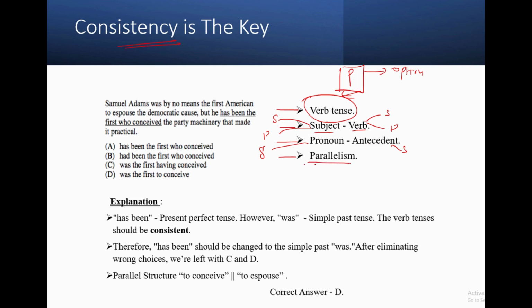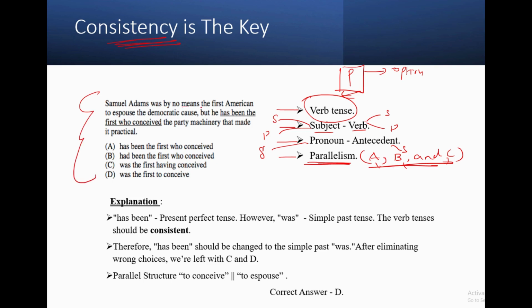The same is the case with parallelism. Parallelism also follows something called consistency. So if I have, let's say, something in series A, B, and C, A, B, and C must all be consistent. That means if A is a noun, B and C must be nouns. If A is a verb, B and C must be verbs. So this is the concept of consistency. Let's take a look at the example here.